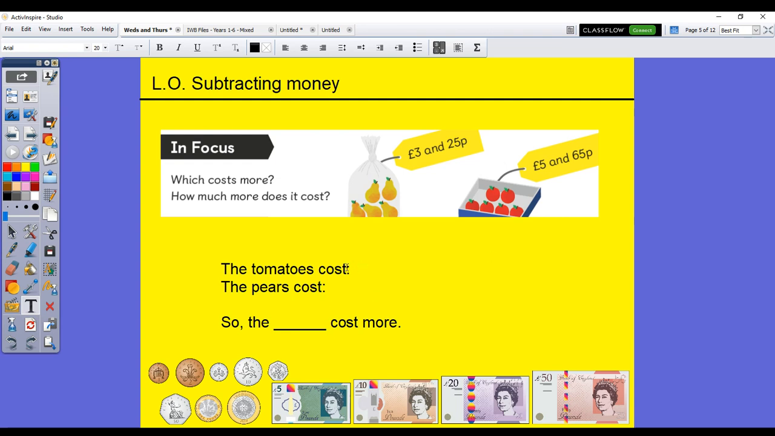First of all, let's write out how much each of them cost. The tomatoes cost £5.65. The pears cost £3.25. Let's answer this first question. Which costs more? Quite an easy one. The tomatoes cost more.